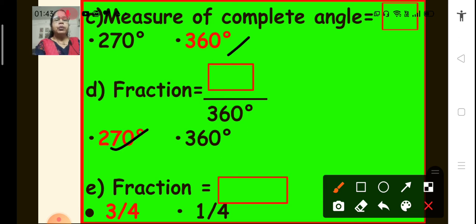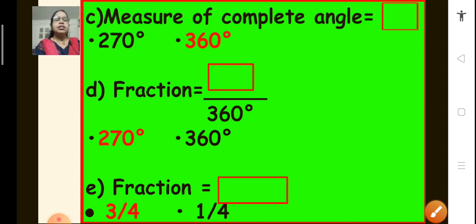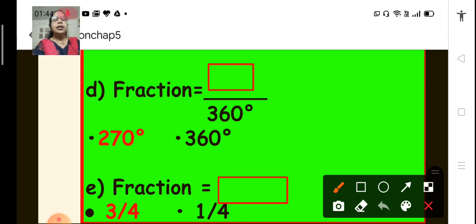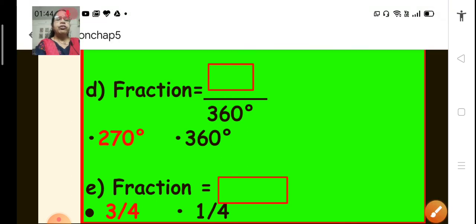And what will be the fraction when we divide? We find the solution of 270 degree by 360 degree. What is the fraction that we get? We get the fraction as 3/4. So it is 3/4 of a revolution.